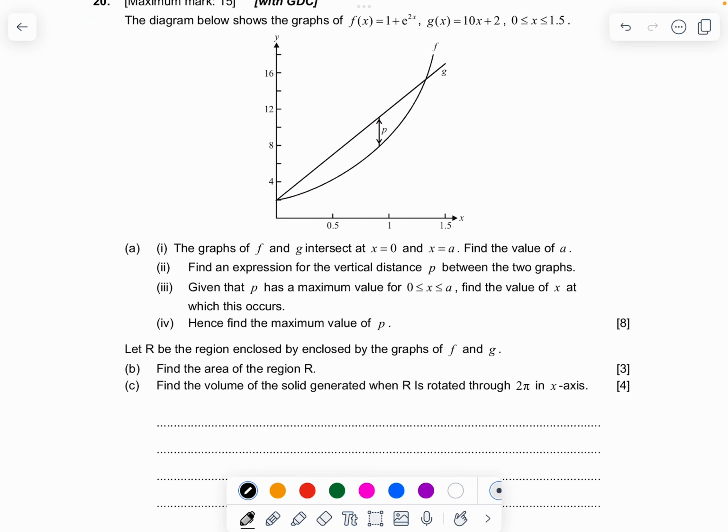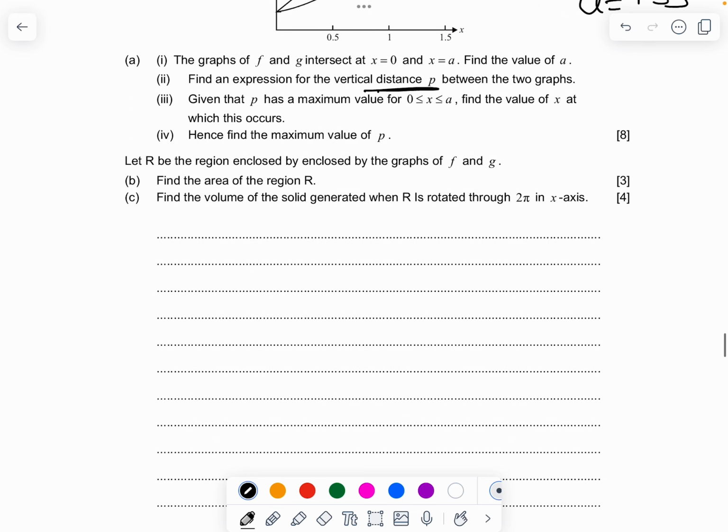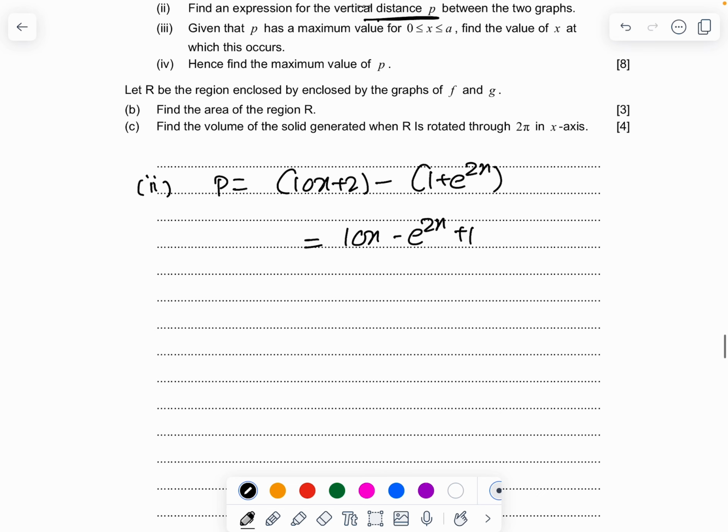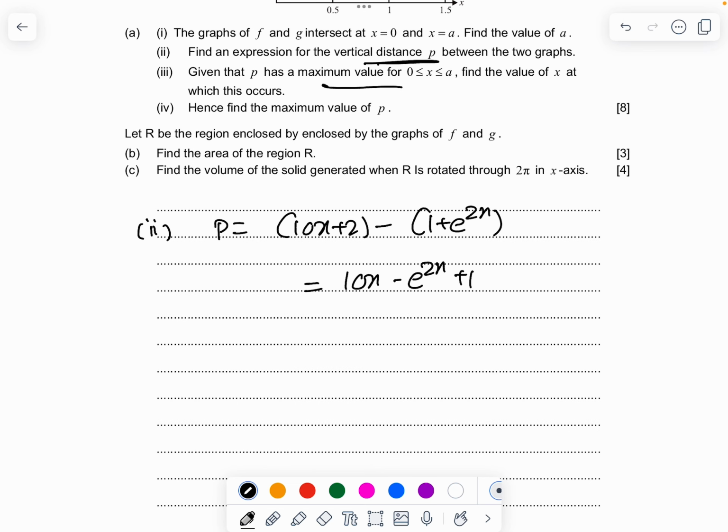Then the graphs, find the value of A. Point of intersection A. By using the calculator, you should be getting 1.33. The expression for a vertical distance P. What should I do for the vertical distance? Vertical distance is 10x plus 2 minus of 1 plus e power 2x, which is 10x minus e power 2x plus 1. Now part 3, maximum value.